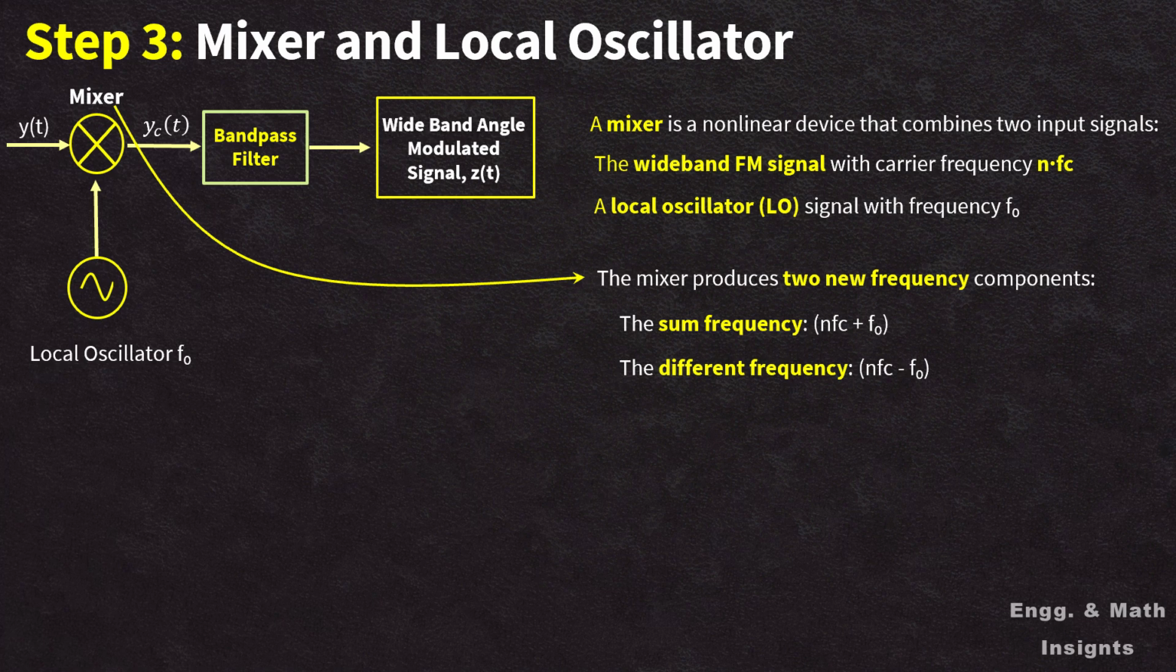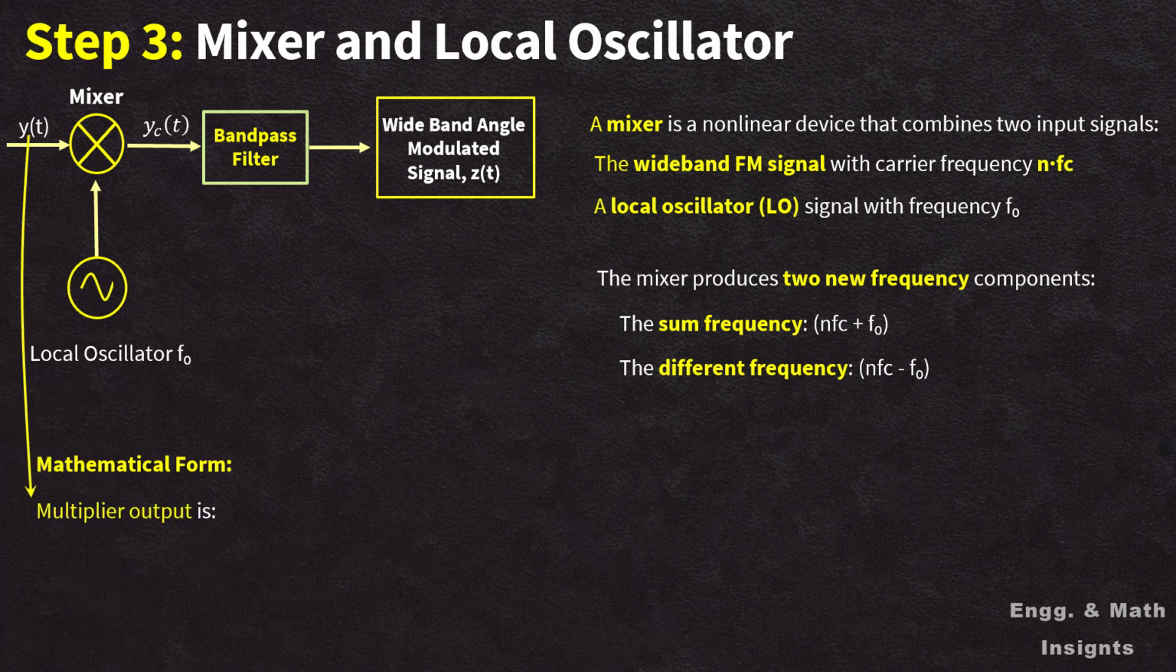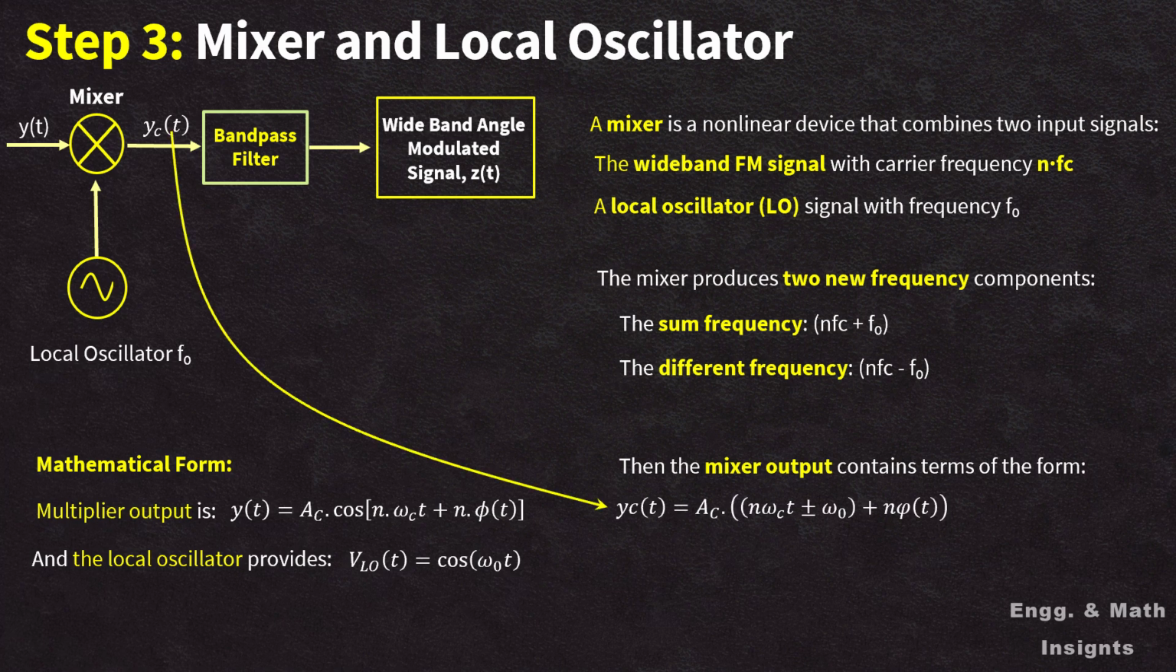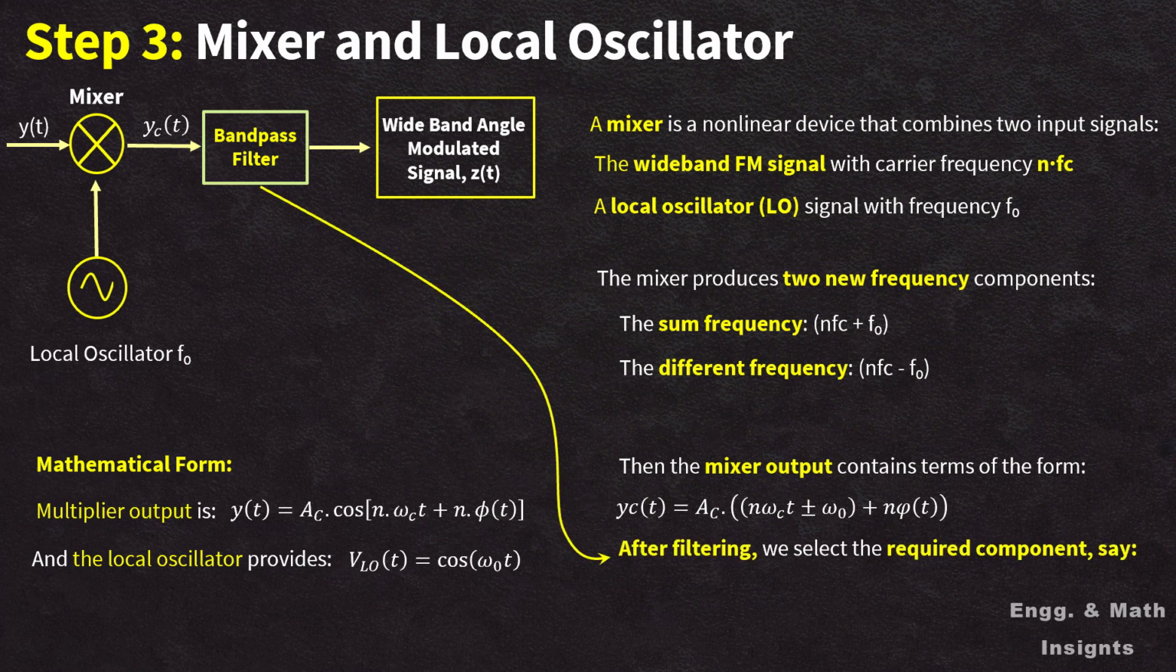The mathematical form for this stage can be written as follows. If the multiplier output is y(t) equal to Ac cos(n omega c t plus n phi(t)), and the local oscillator provides the signal V LO(t) equal to cos(omega naught t), then the mixer output contains terms of the form Yc(t) equal to Ac cos((n omega c plus or minus omega naught) t plus n phi(t)). After filtering, we select the required component. Let's say the difference frequency component, z equal to Ac cos((n omega c minus omega naught) t plus n phi(t)).